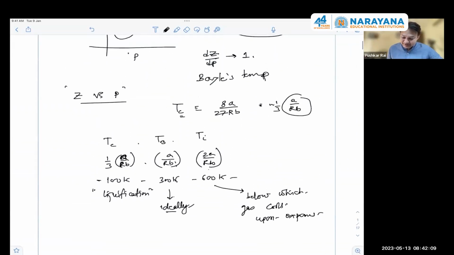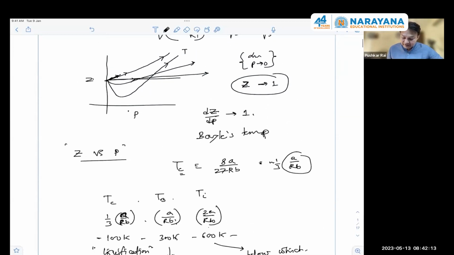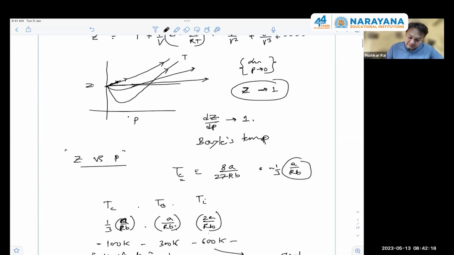So that is Boyle's temperature. So the gas will start behaving like... liquefaction will only take place below critical temperature. And all this graph has been plotted at T greater than Tc. And these temperatures are T is greater than Tc. Understood? So let us move ahead.